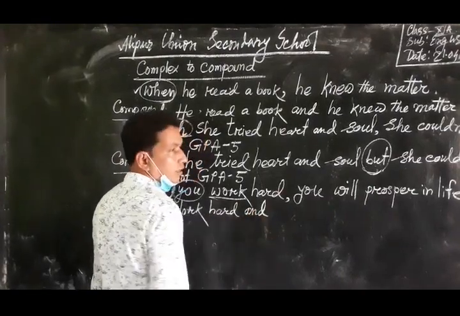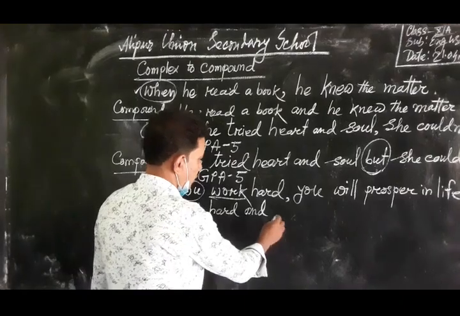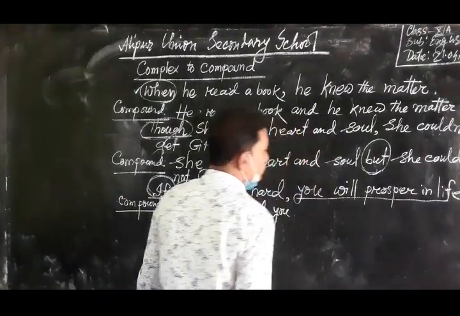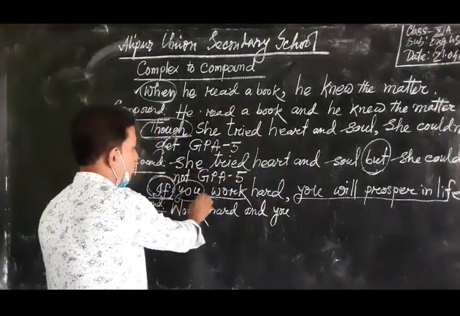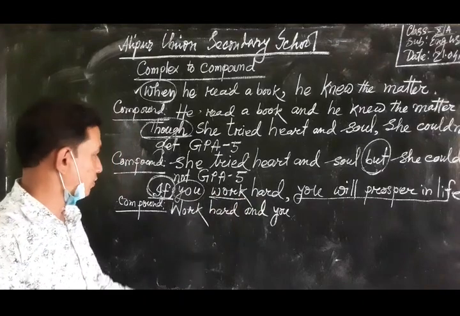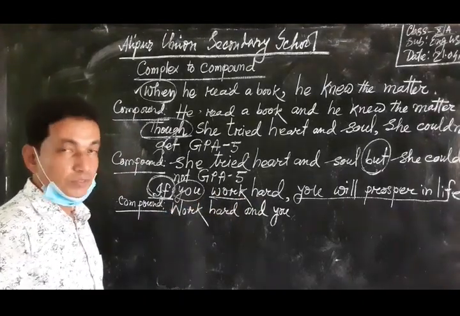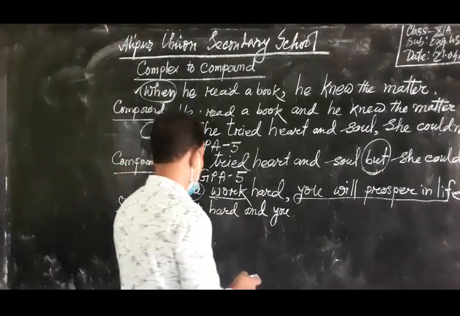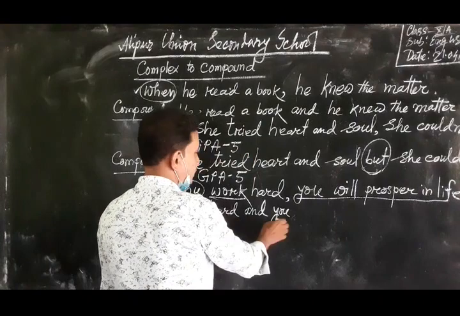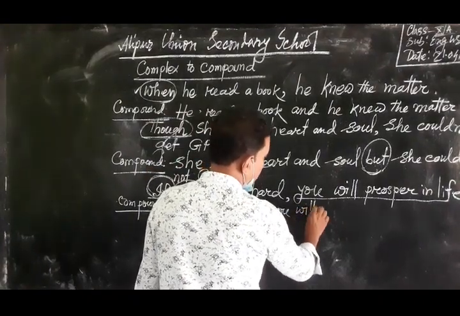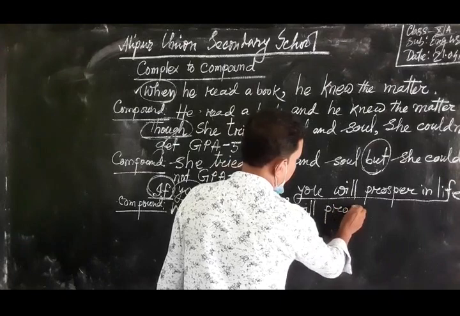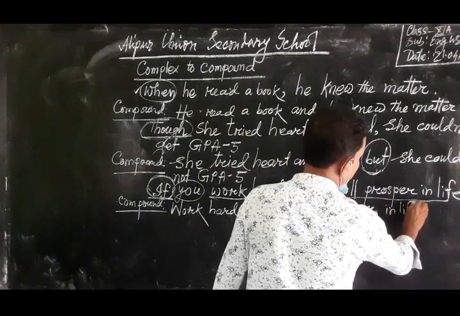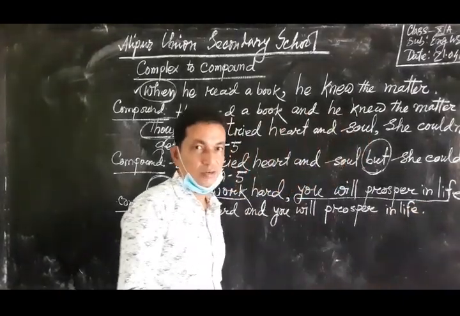So I may write here and. The principal clause is you will prosper, and if you work hard is the subordinate clause, and subordinate clause will be changed but principal clause will not be changed. This clause will be unchanged. Okay, dear learner. So I can write here you will prosper in life. Have you understood, dear learner?